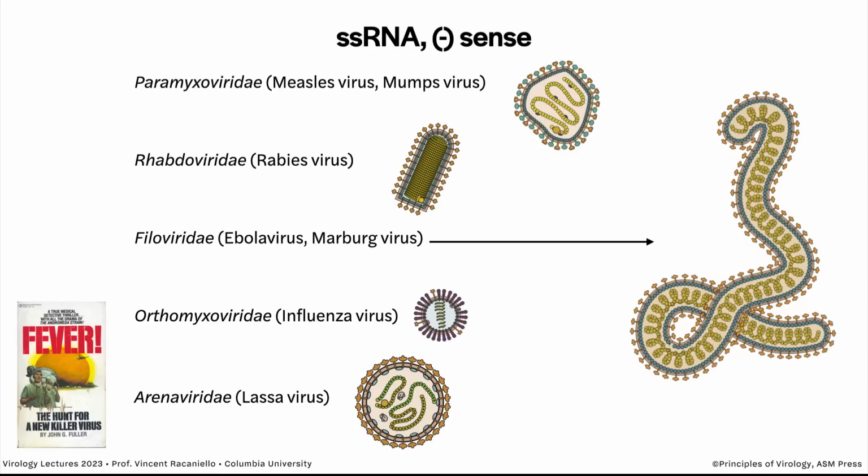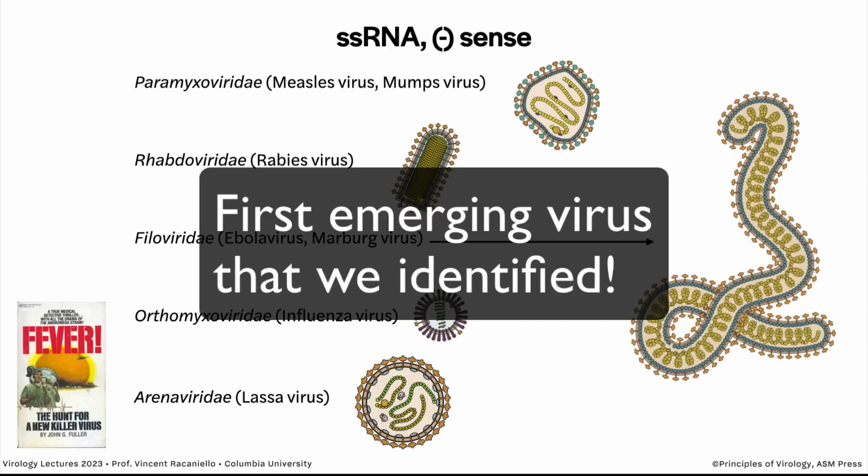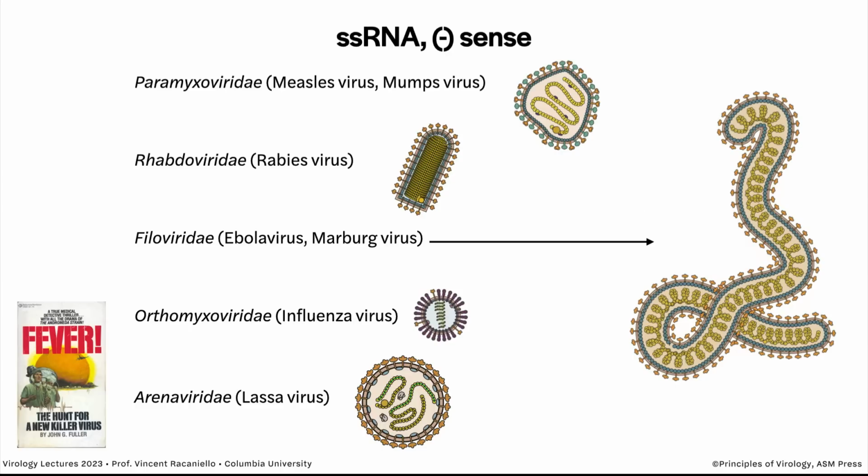It's the first emerging virus. It came from a mouse and infected people. It still does it to this day. Thousands of infections a year throughout Africa.